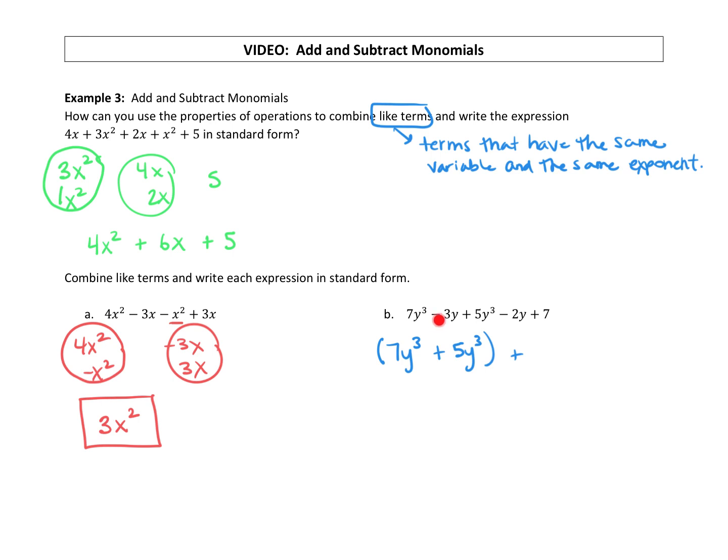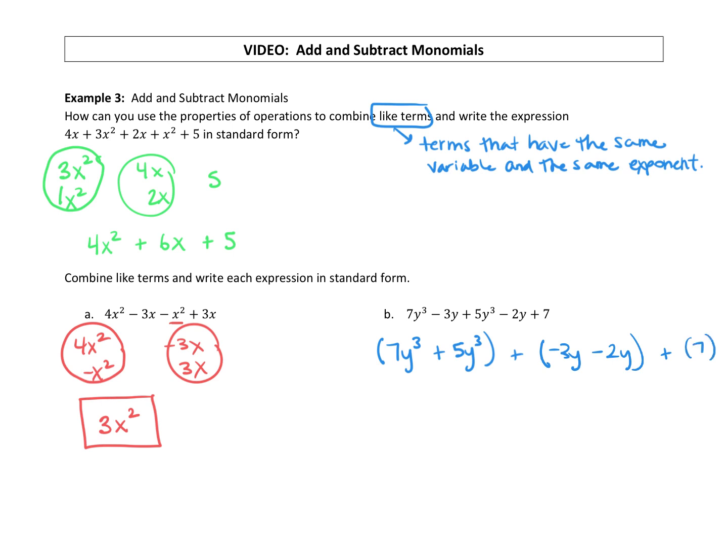Do we have any y squareds? We do not. Now we'll look for y to the first power. There's a negative 3y and a negative 2y, so we'll clump those together in parentheses. And then any constant terms, just that constant term out on its own, that 7.